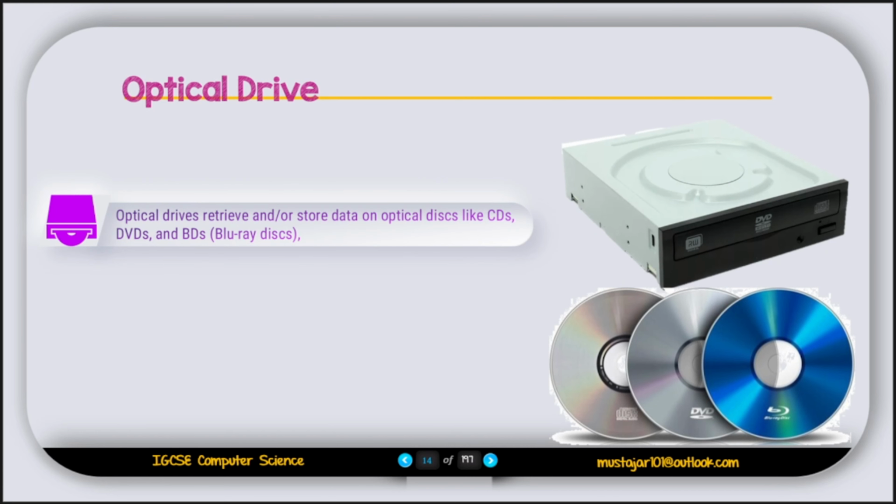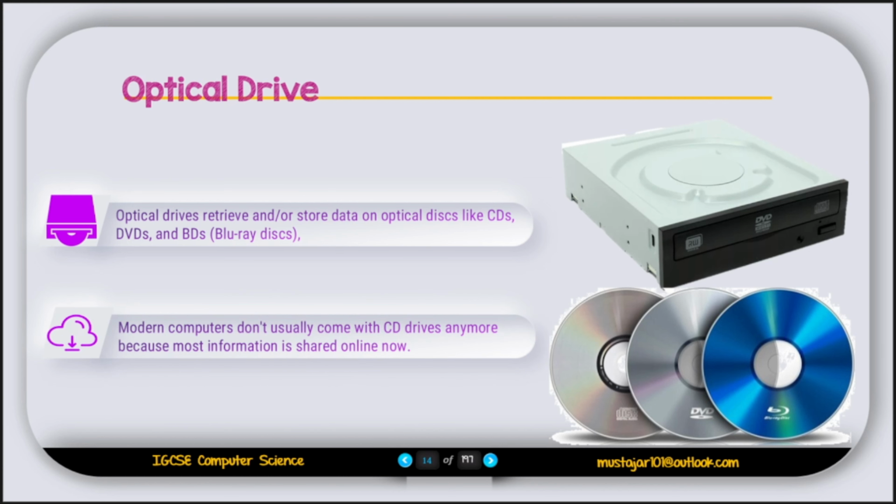Next component is called the optical drive. So what is an optical drive? Optical drives retrieve and or store data on optical discs like CDs, DVDs, and Blu-ray discs. This is a drive that we use to read and write data from optical discs. Modern computers do not usually come with a CD drive anymore because most information is stored online, and we can just download it from the internet. But in the old days we had CDs with software, and we used the CD drive to install the software from them.